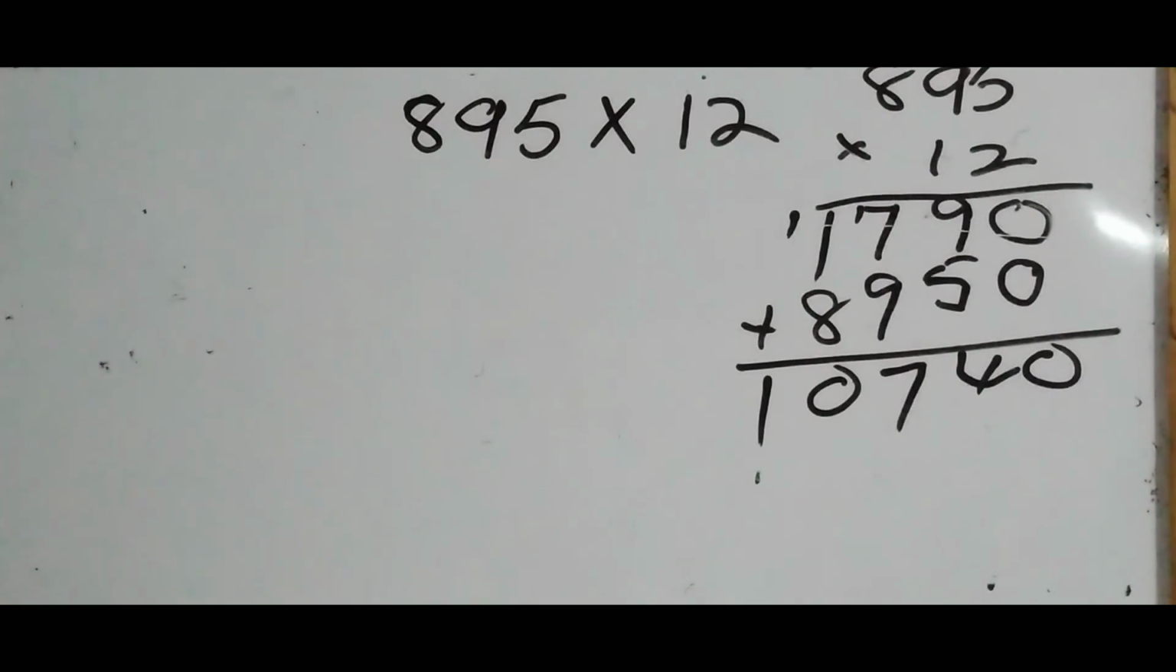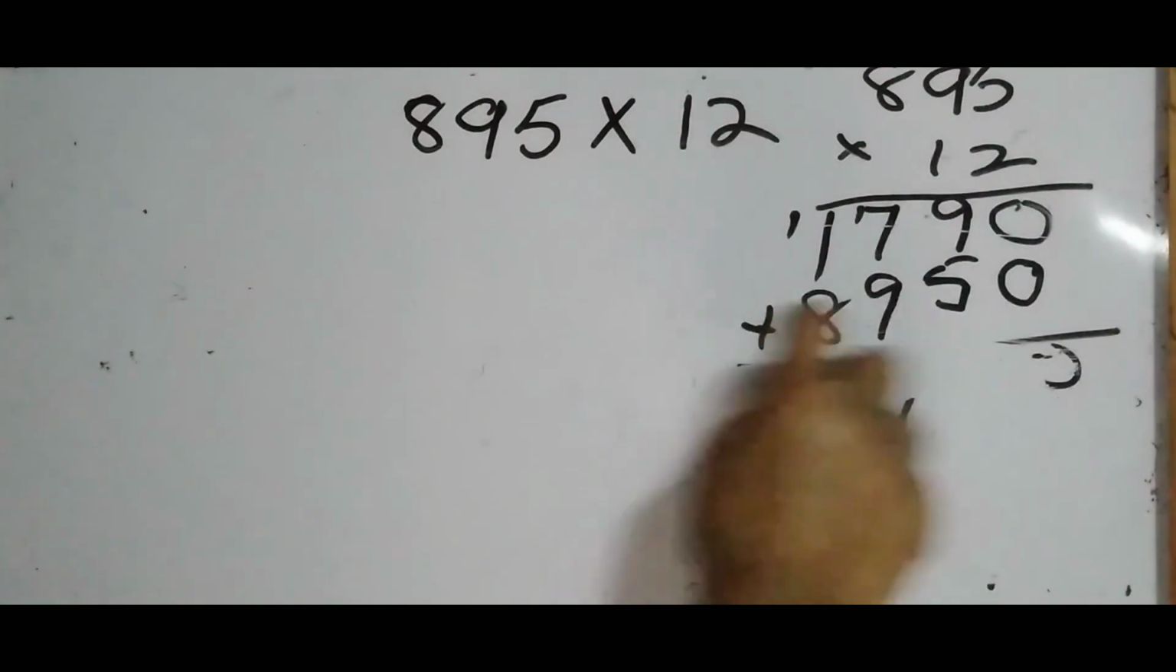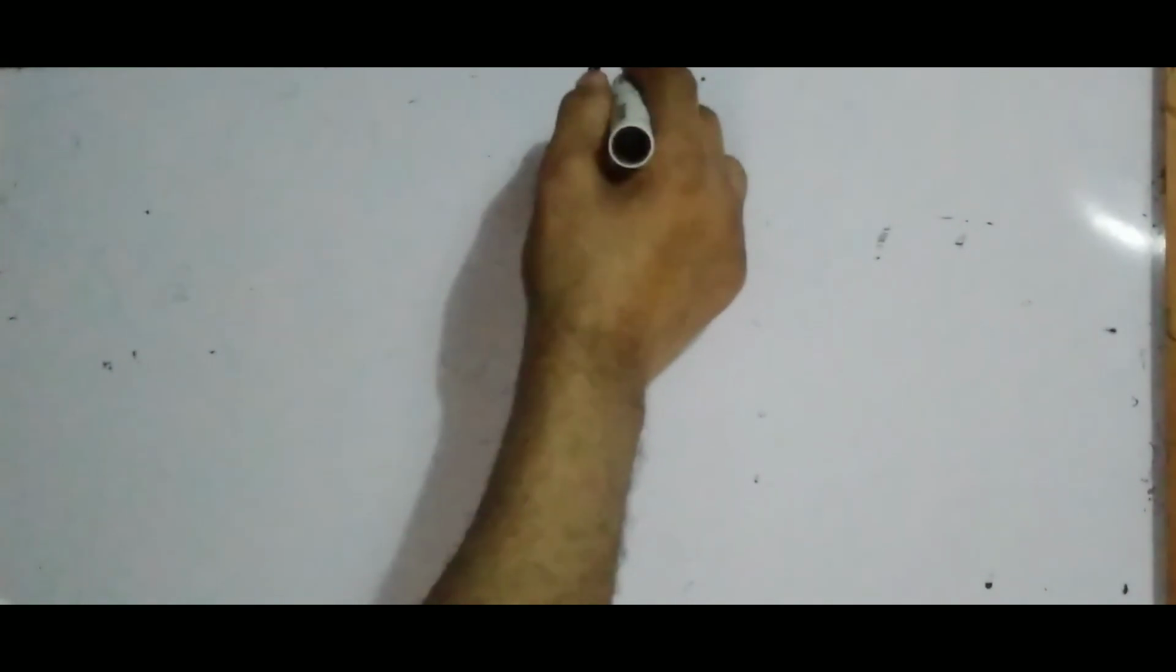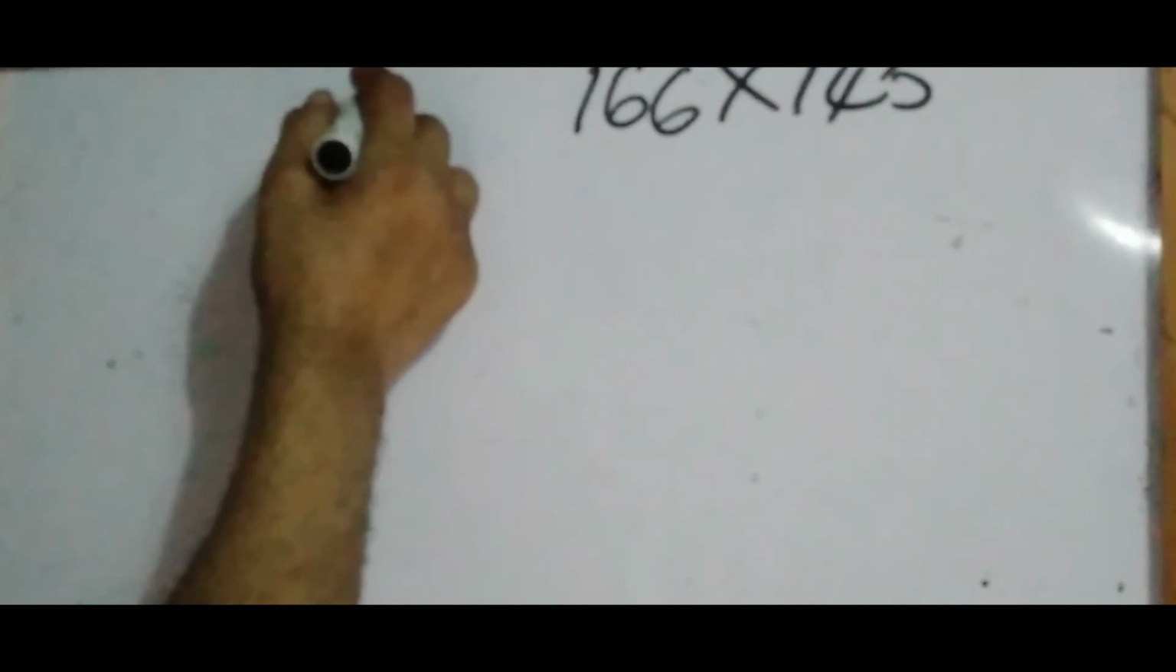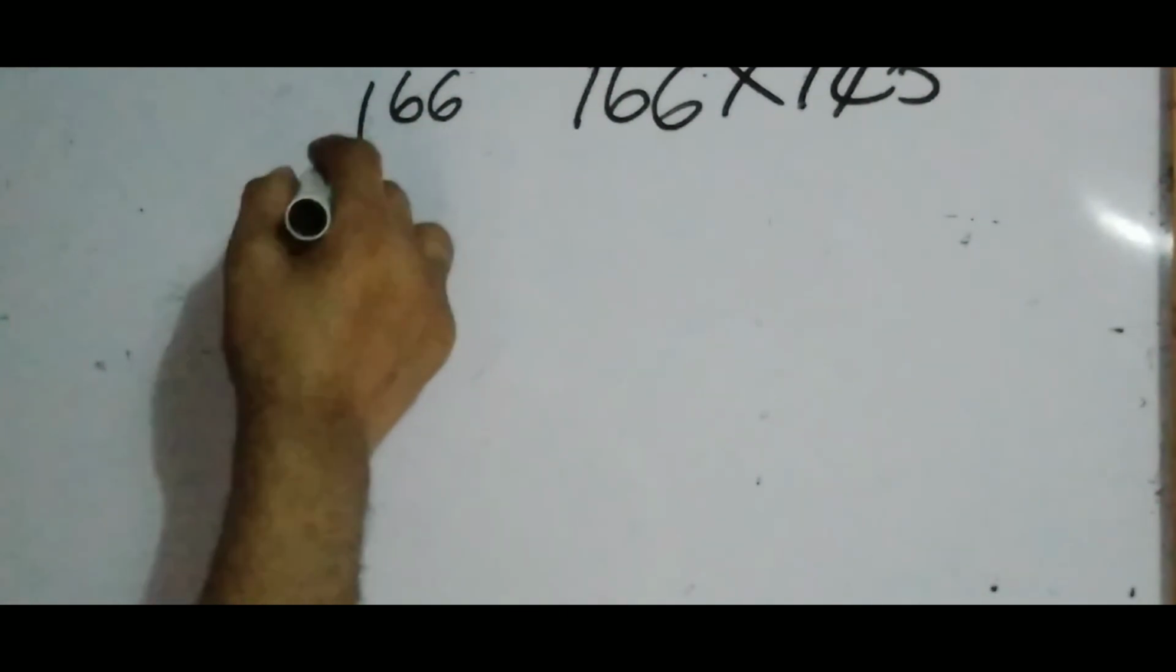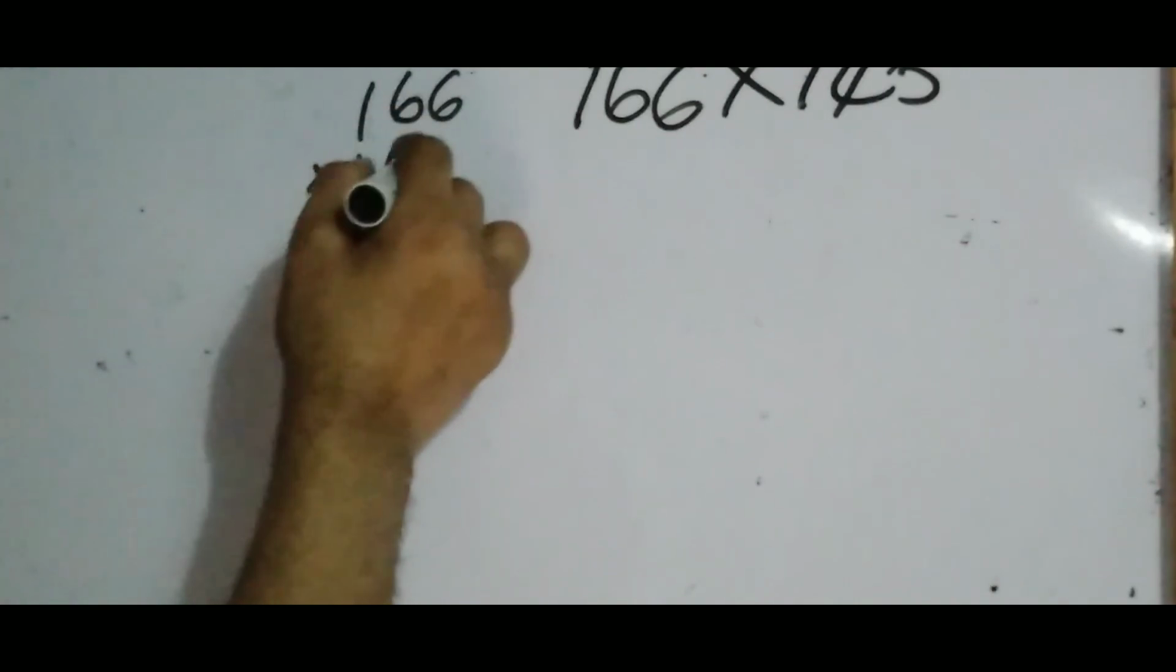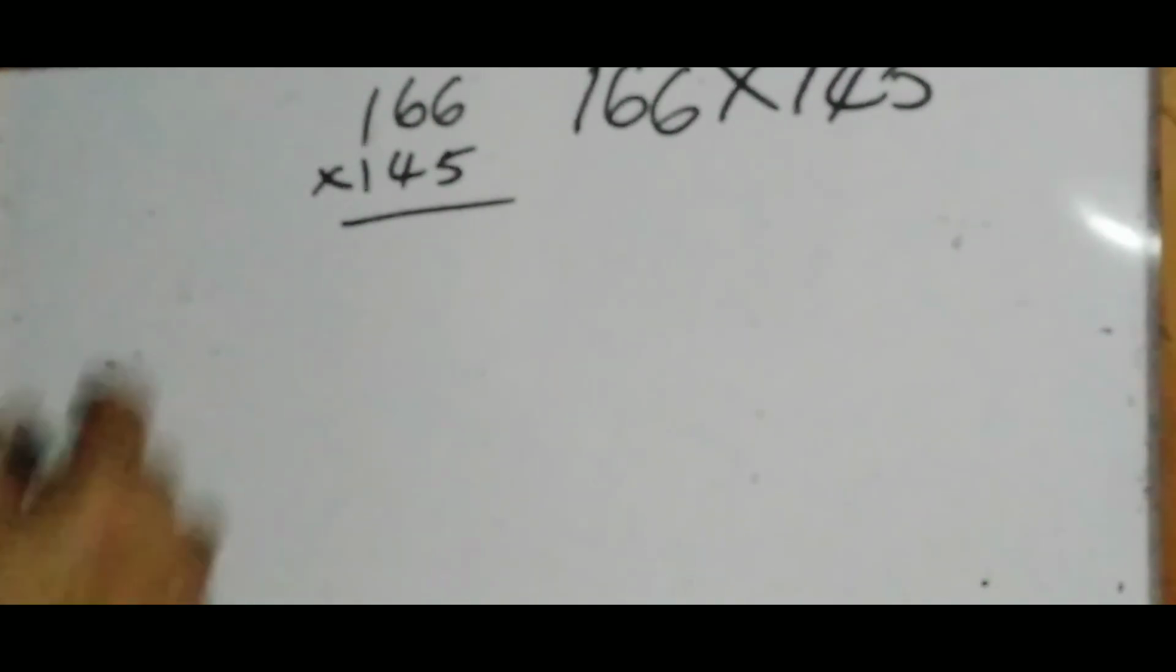10,740. All right, let's look at another one. All right, so let's say we have 166 multiplied by 145. All right, and so we're going to set out these numbers now. So the 166 goes there, we'll put our multiplication sign, and the 145 goes underneath. We normally put the first number first, so the 166 is the first number, and then put the 145.